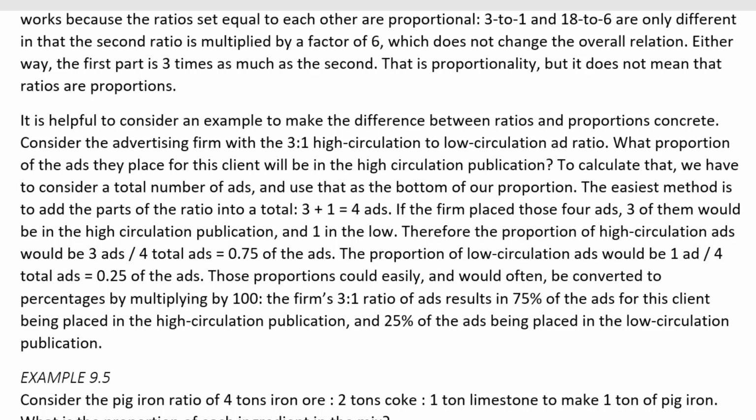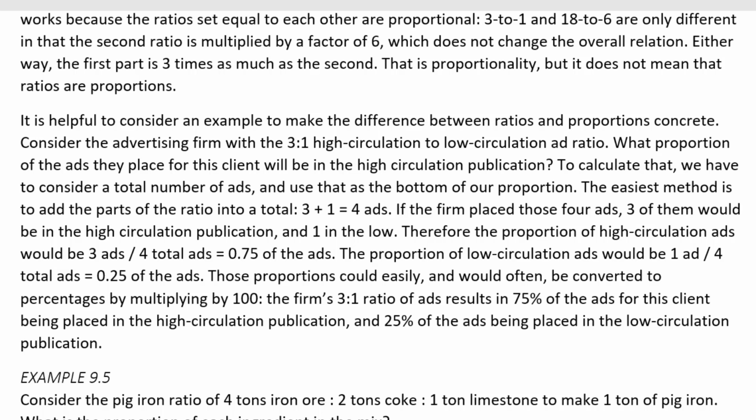Therefore, the proportion of high circulation ads would be 3 ads divided by 4 total ads, which is 0.75 of the ads. So the proportion of low circulation ads would be 1 ad out of the 4 total ads, which would be a 0.25 proportion of the ads. Those proportions could very easily and would often be converted to percentages by multiplying by 100 because you heard how awkward it is to talk about proportions.